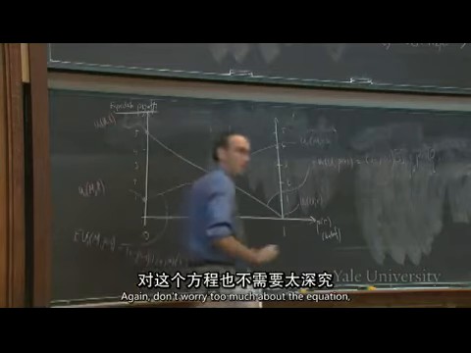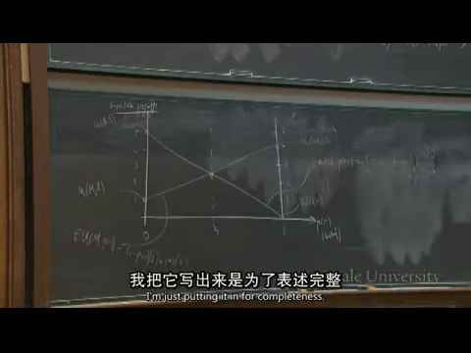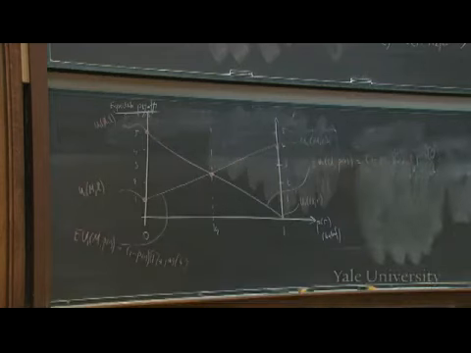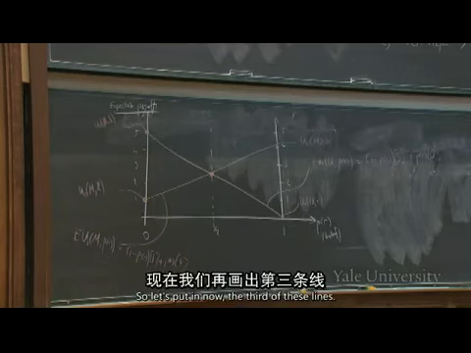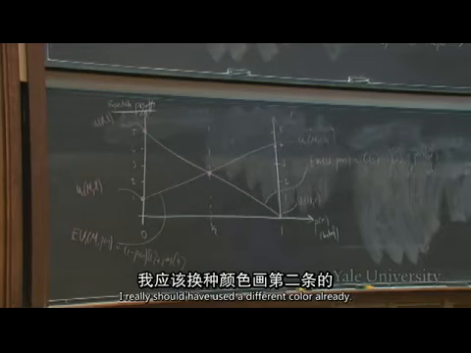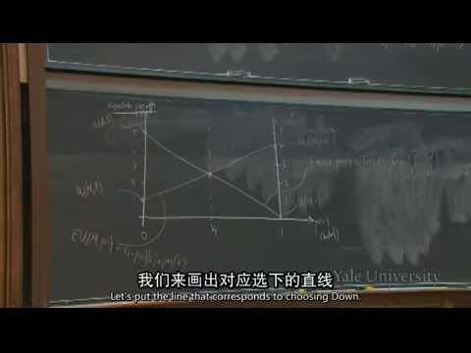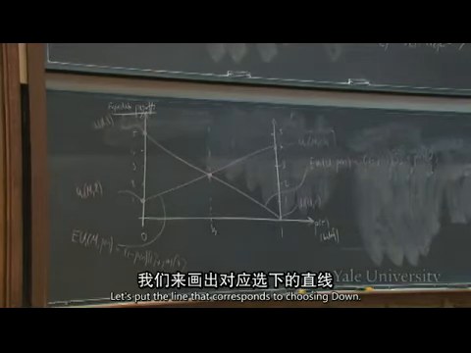Again, don't worry too much about the equation. We're not really going to do any math here. I'm just putting it in for completeness. Everyone following me so far? Okay. So let's put in now the third of these lines. Let me switch colors. Let's put in the line that corresponds to choosing down.